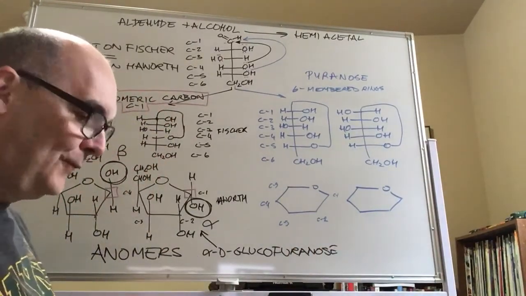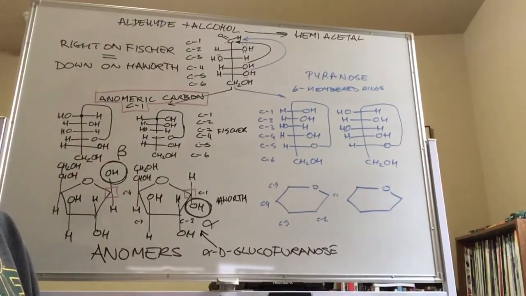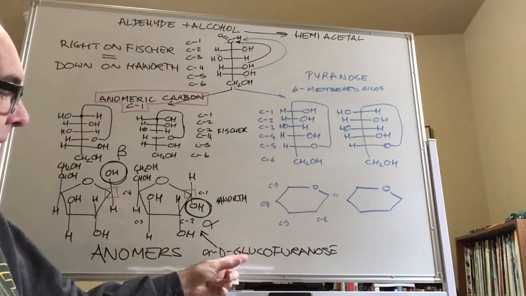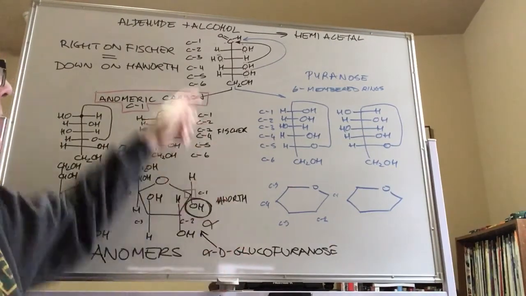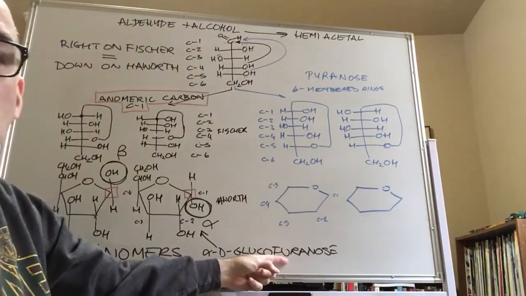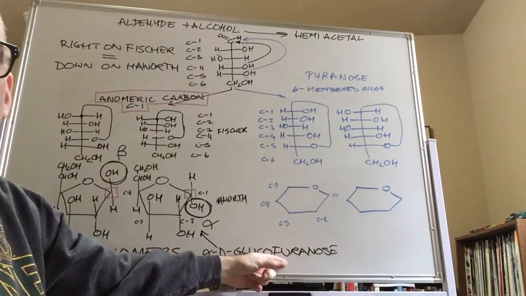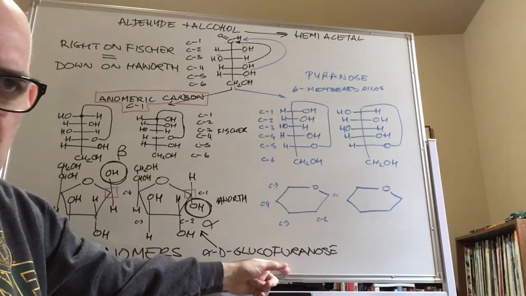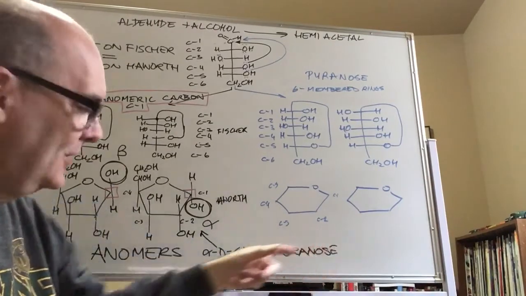Alpha D glucofuranose describes everything we need to know about the shape and the complete position of everything at every chirality center in this molecule. It tells me what the relationship between the chirality centers is. Furanose tells me it's no longer in the aldehyde form. It's in a cyclic hemiacetal, which is a 5-membered ring. Ose, of course, tells me it's a sugar.